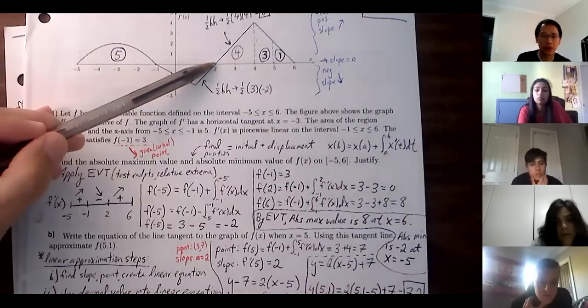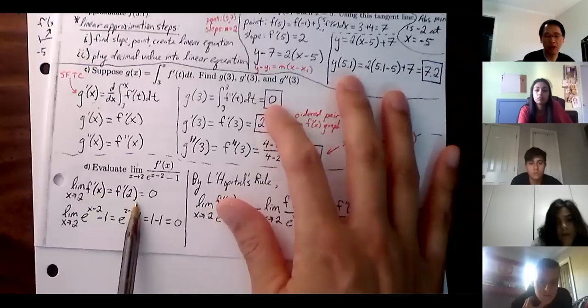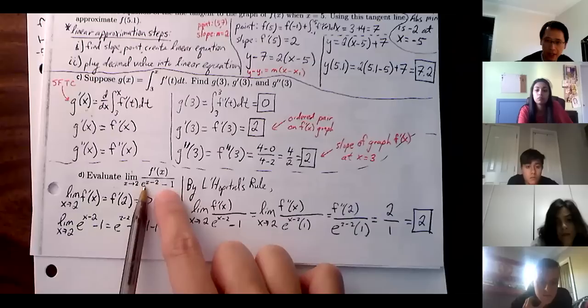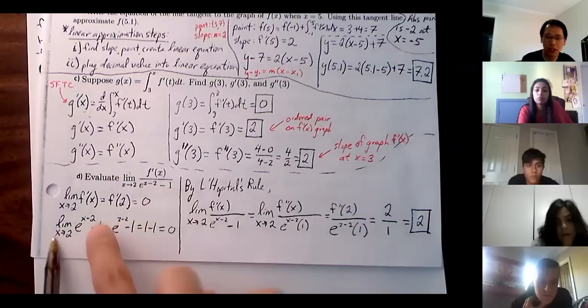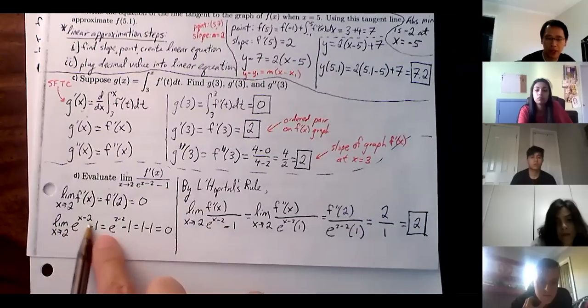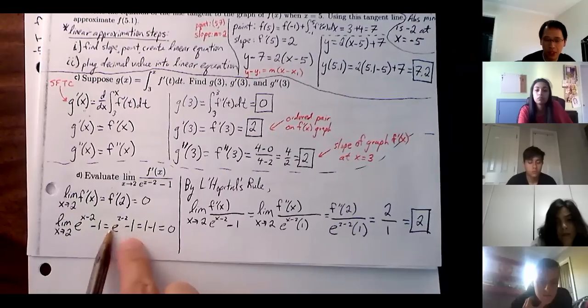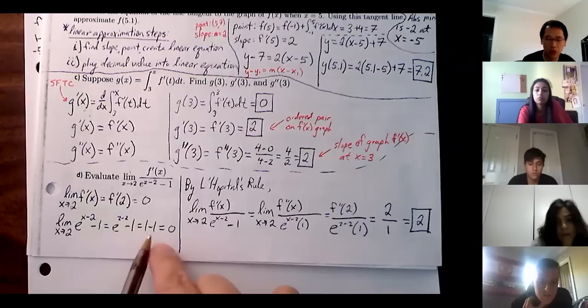F prime of 2 is just the ordered pair, and that's just equal to 0. So we set that off to the side, okay? Separately, we're going to evaluate the limit of the denominator. So the limit as x approaches 2 of e to the x minus 2, minus 1. Okay, plug 2 in. e to the 2 minus 2, that's e to the 0, which is 1. 1 minus 1 is 0.